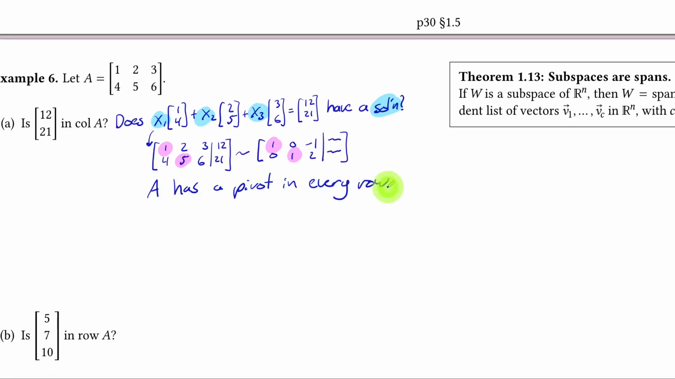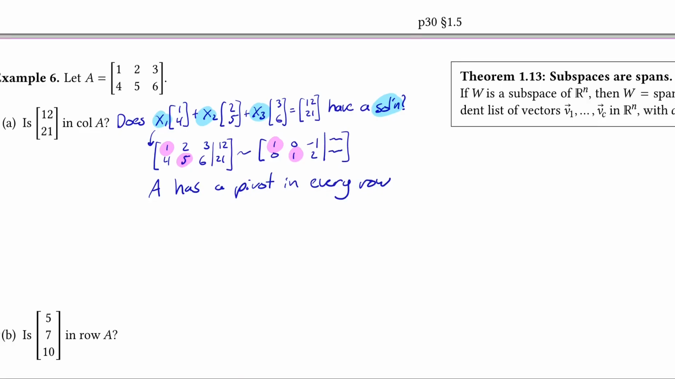And so the existence theorem says that this equation here is consistent no matter what you have on the other side. In other words, the column space of A is equal to all of R2. And this vector is definitely in R2. So yes, it is in the column space.